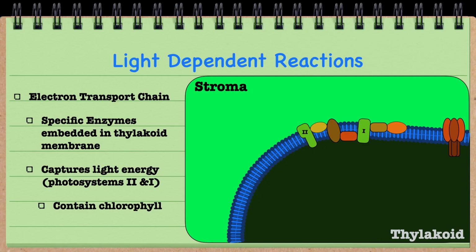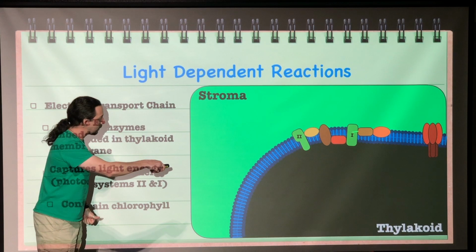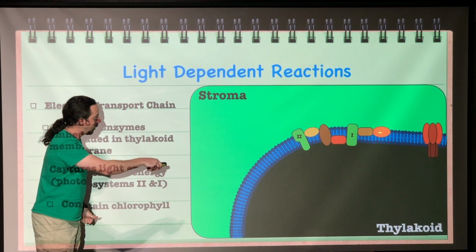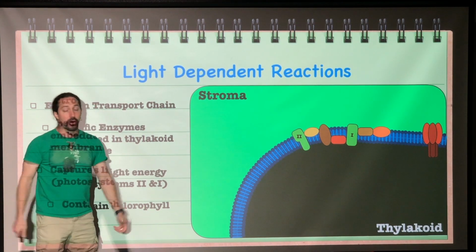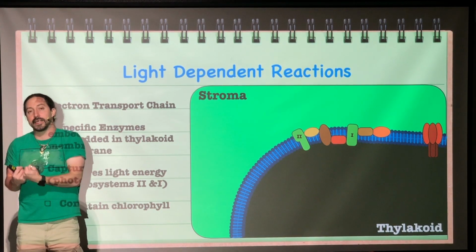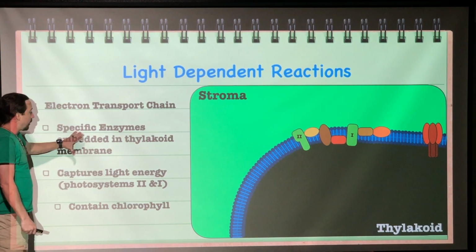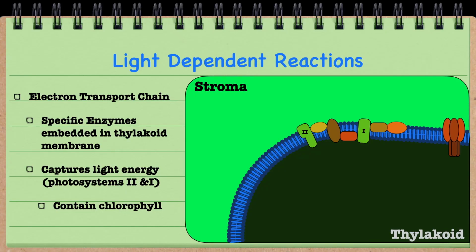So when we look at it, first thing to think about is this is called an electron transport chain, and it's built using specific enzymes that happen to be in the membrane of our thylakoids. We can see these different enzymes right here that make a chain in the membrane. That is our electron transport chain. And it allows for electrons to be passed from one enzyme to the next enzyme to the next enzyme. They are able to capture light energy. These photosystems, these specific enzymes that we call photosystems, that's where the chlorophyll is contained.